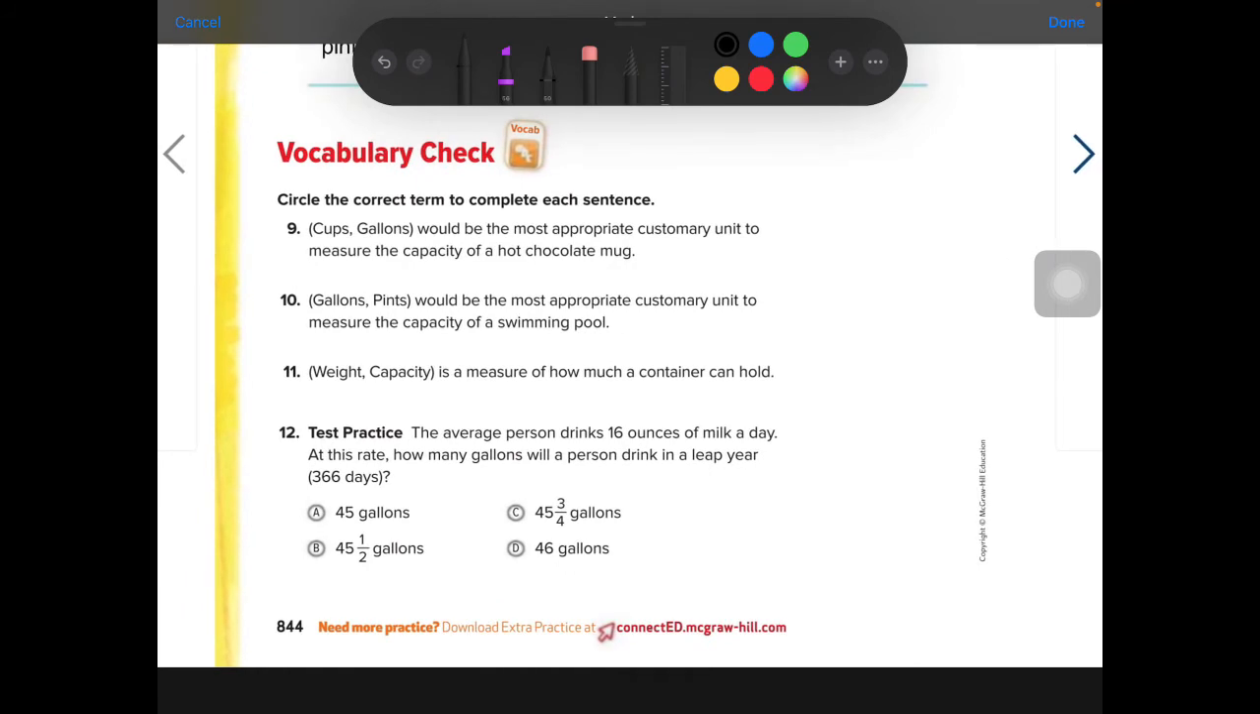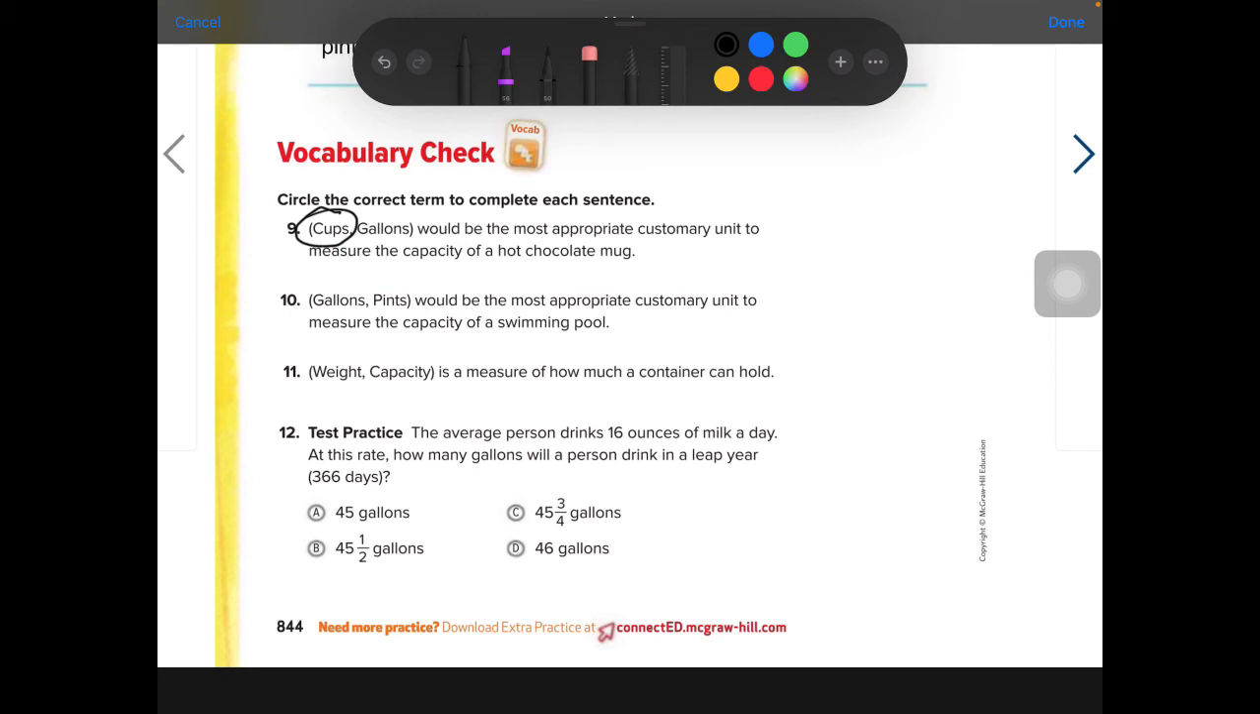Okay, let's look at our vocabulary. Circle the correct term that would be most appropriate for each sentence. Cups or gallons would be the most appropriate customary unit to measure the capacity of a hot chocolate mug. Ooh, it depends on the quality of the hot chocolate. But typically, you'll want to use cups.